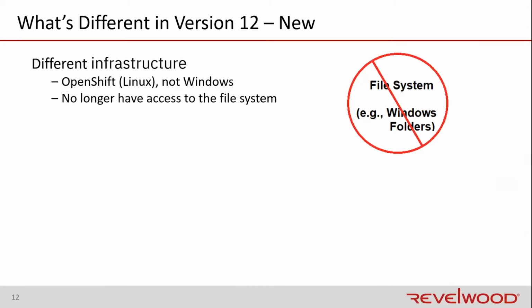Another change in version 12. Another change, as we were saying, is that concept of the different infrastructure. As we said before, the system is designed to use containers through the entire environment, and it does this by using OpenShift, which is a Linux-based approach. As a result, there's no longer a concept of Windows.